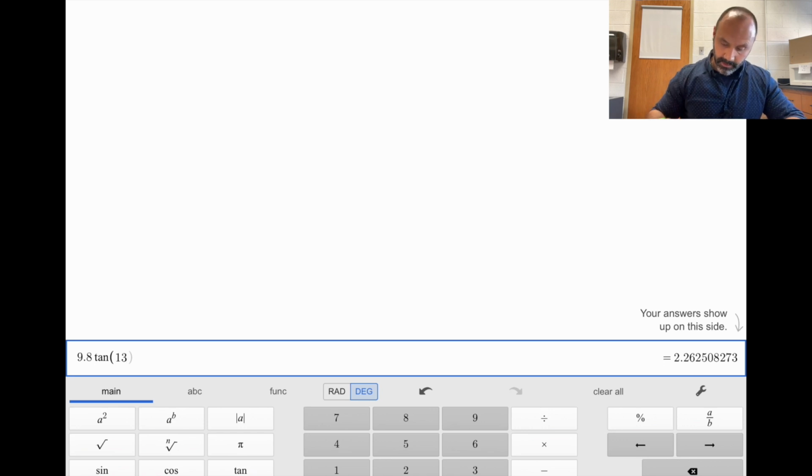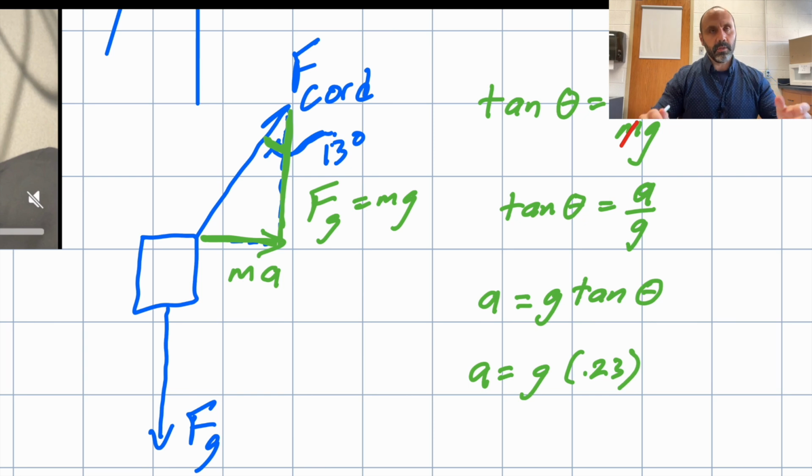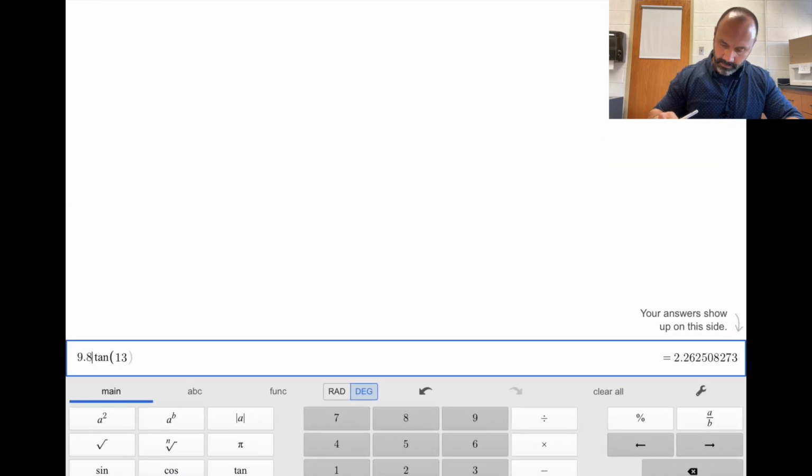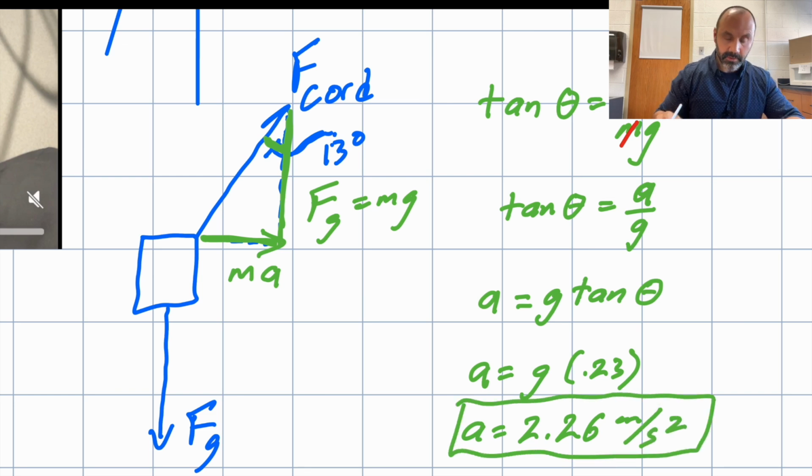Or I can even just get rid of the 9.8, and that'll tell me how many g's there are. All right, so it's 0.23 g's. So a equals g times 0.23. In other words, the horizontal acceleration is 0.23 times the acceleration due to gravity. That's how many g's we feel. But with the 9.8 in there, it's 2.26 meters per second squared. Okay, and so that's what my horizontal acceleration was, roughly.